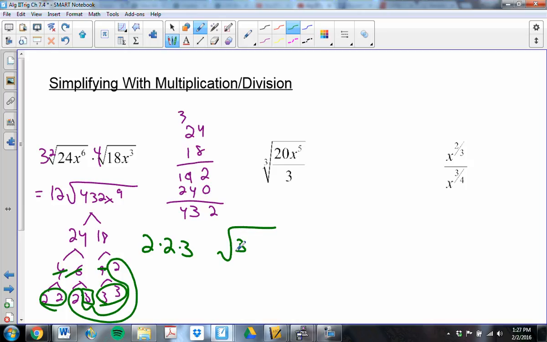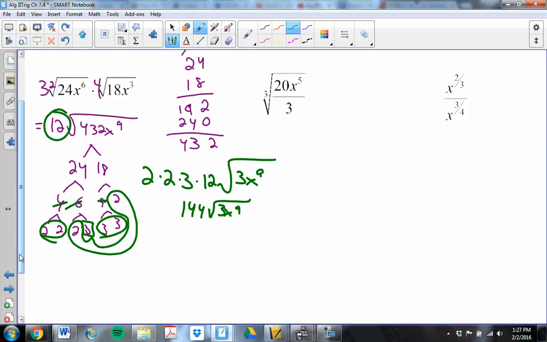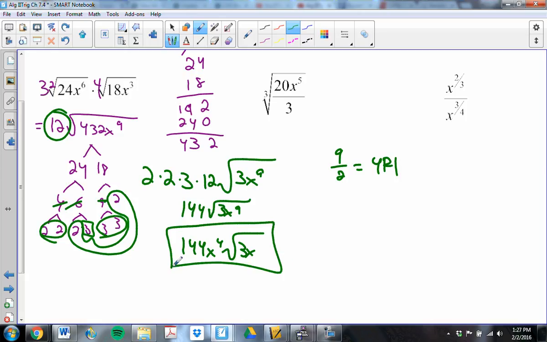But there was already a 12 on the outside. Don't forget that 12 was already there. So right now we have this. So 2, 4, 12, 144, root 3x to the ninth. Now I got to deal with the x's. 9 over 2 is 4 remainder 1. So 4 will come out, and 1 stays behind. And whew, that might not seem any simpler, but it actually is. This is actually going to be much easier to work with than this was.